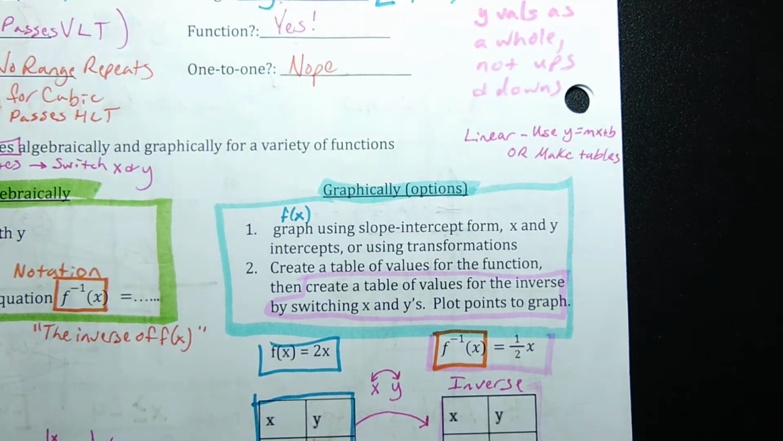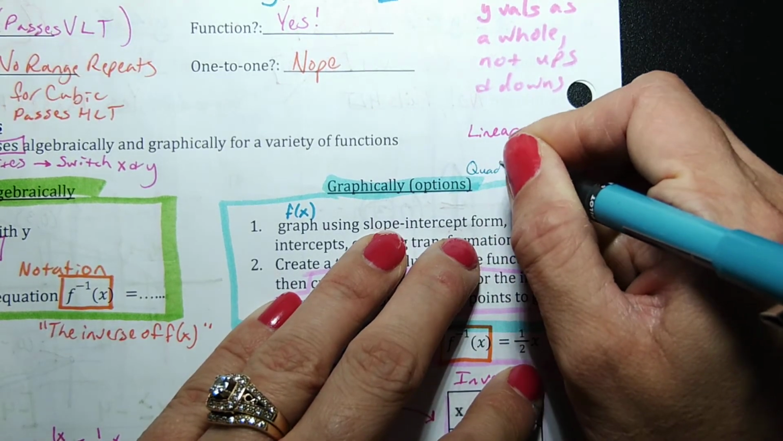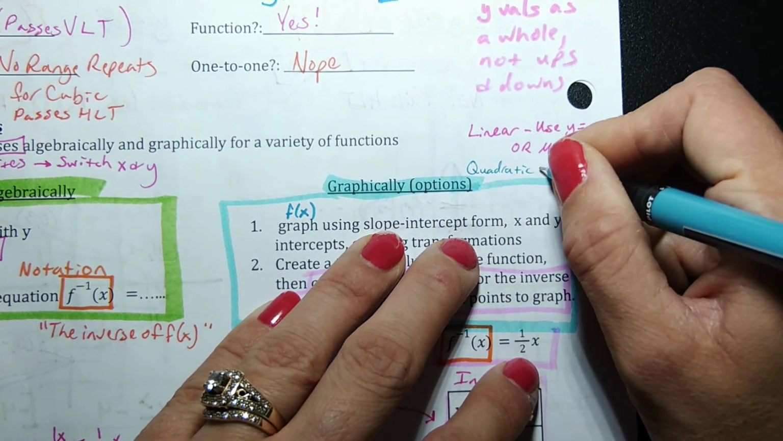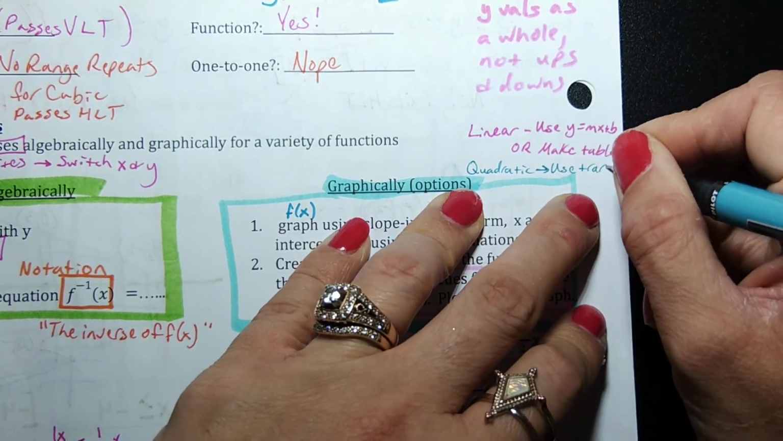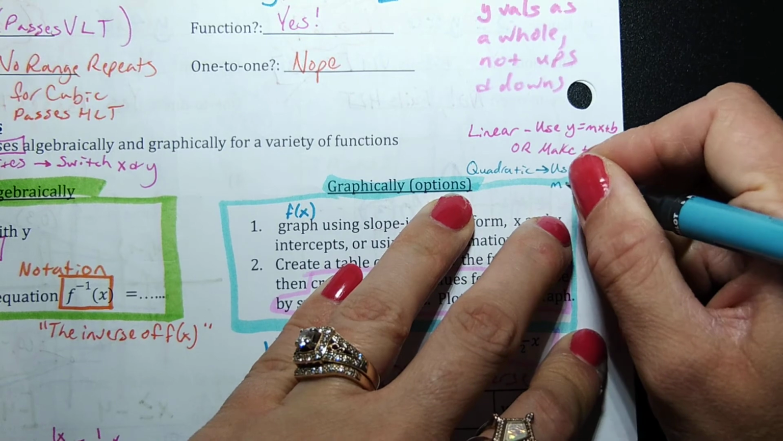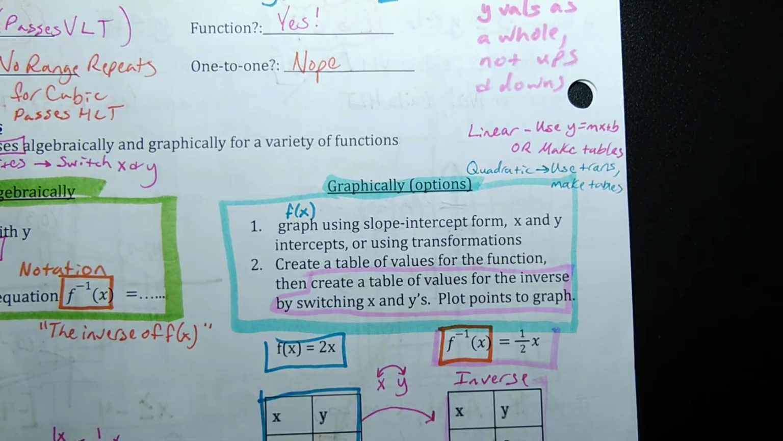So folks, I want you to flip back a page. And underneath where we wrote linear, I want you to write quadratic. Use transformations and make tables. So for a quadratic, use transformations and make a table.